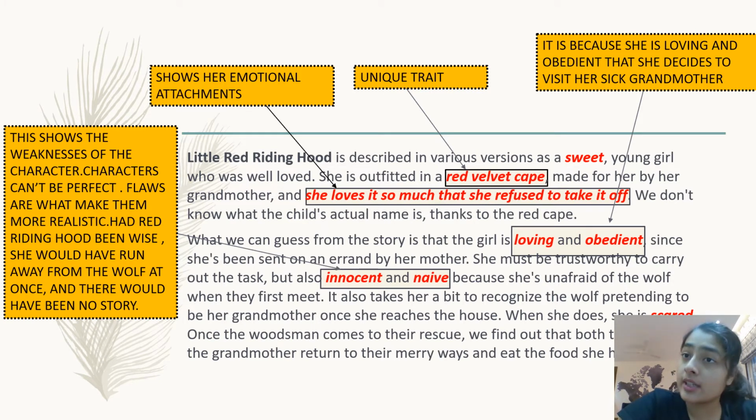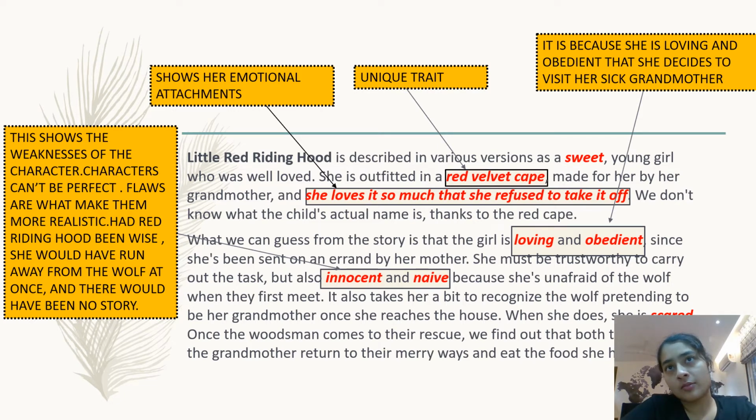The second point I've highlighted is that she loves it so much that she refuses to take it off. Now this shows her emotional attachment to the cape, and it shows that she probably got the cape from a person she cares about a lot, and therefore she never takes it off. The third point is that she's loving and obedient. Now, why is this relevant to the story?